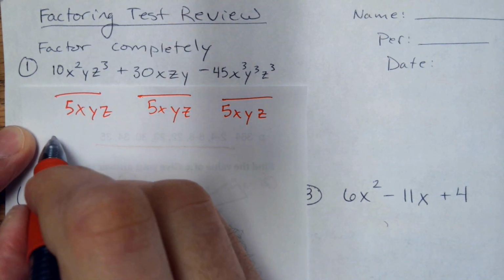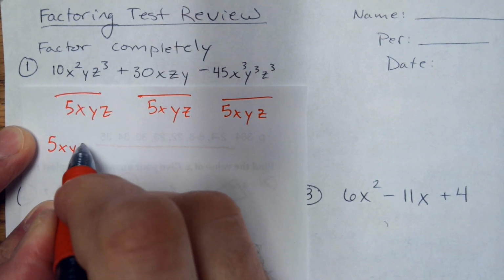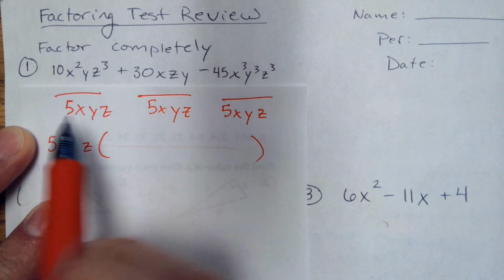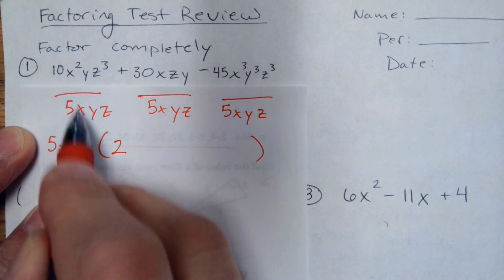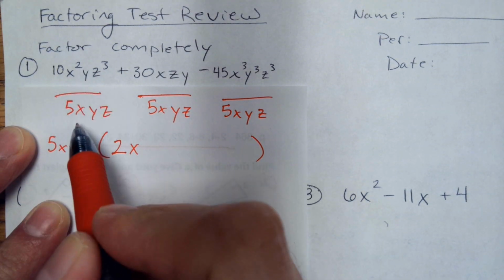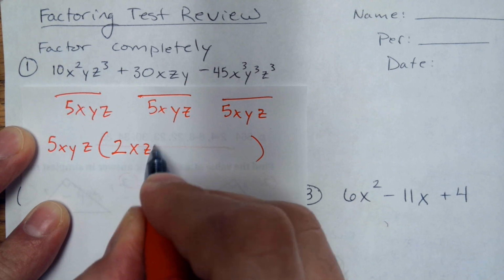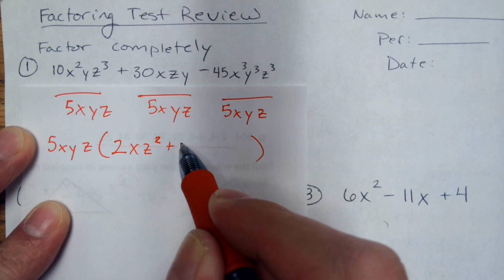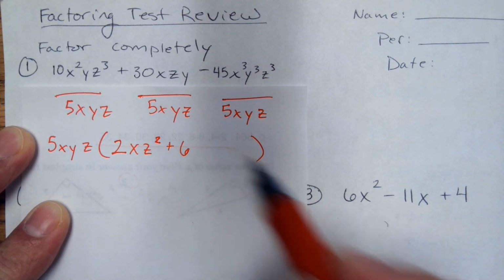And then you bring down what you divided by. Yeah, whatever you divide by goes on the outside, and then you just divide. So 10 divided by 5 is 2. X squared divided by x is x. Y divided by y, those will cancel. And we have z squared. Yeah, plus 6 all by itself.